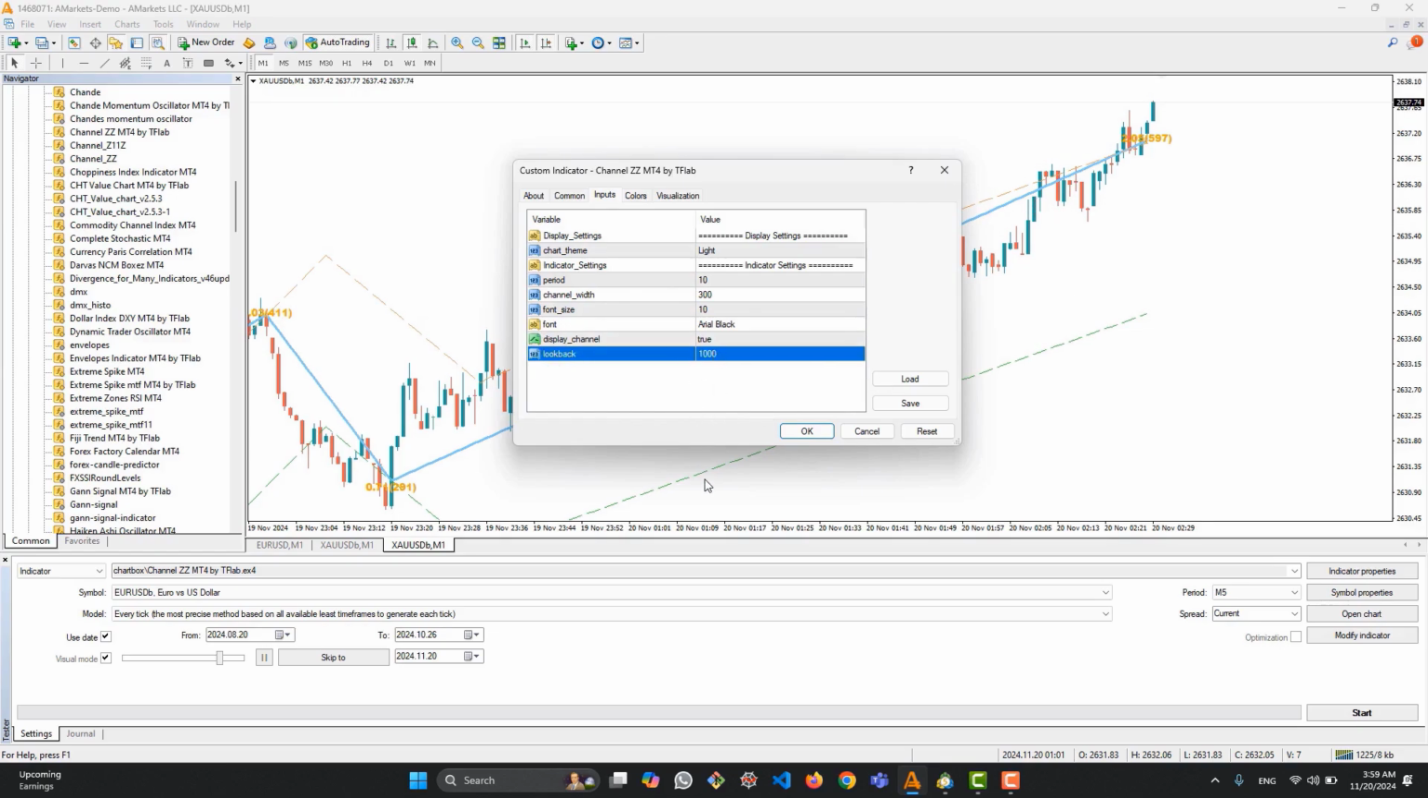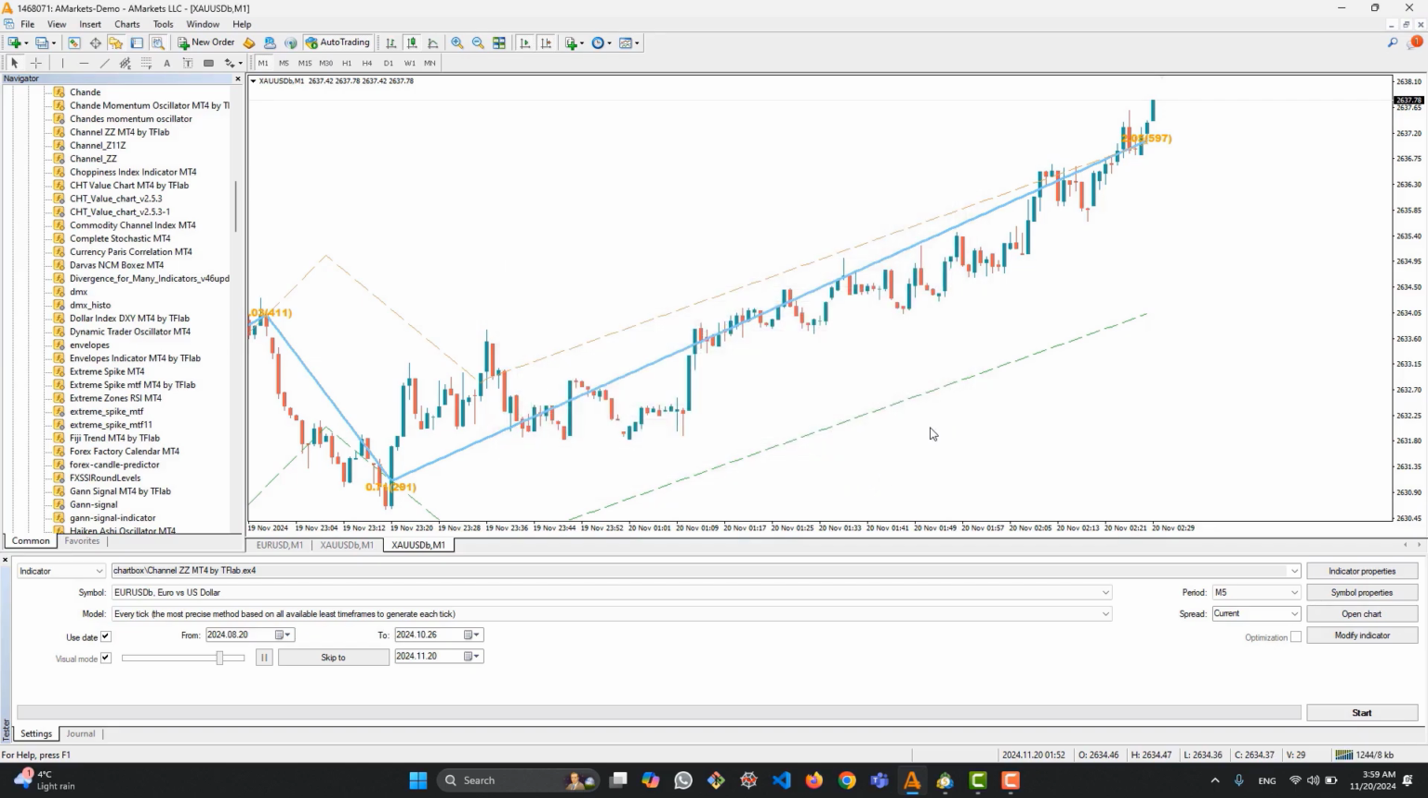And the last option is the number of candles that appear in the past on the chart and how these calculations are performed. Let's watch a live test of this indicator on the MetaTrader 4 platform.